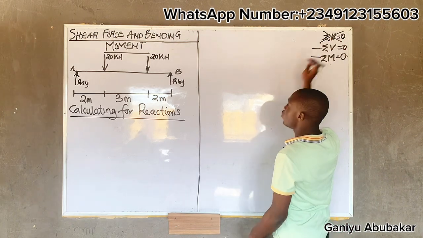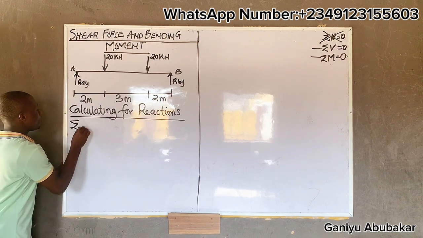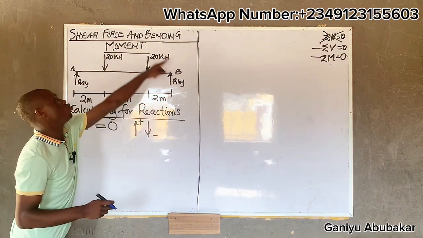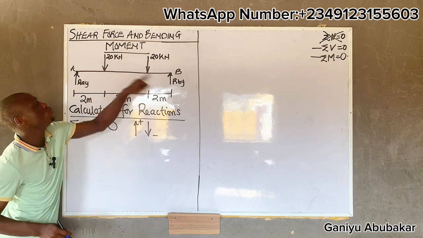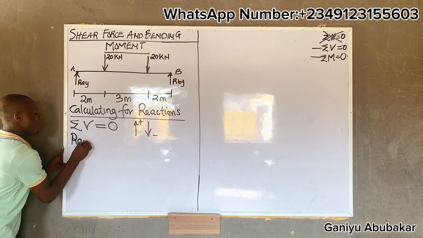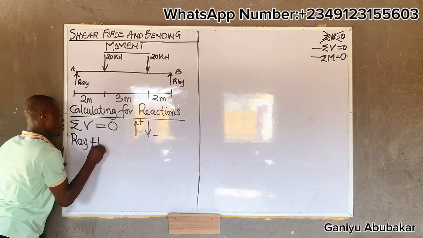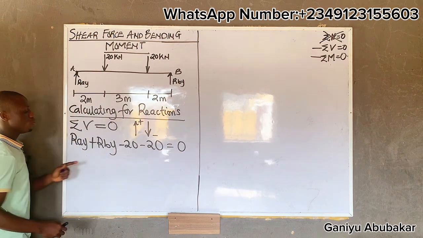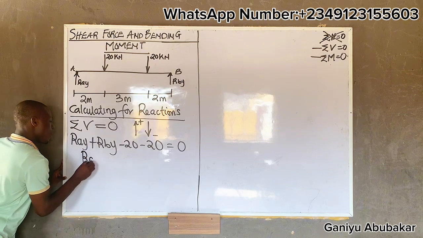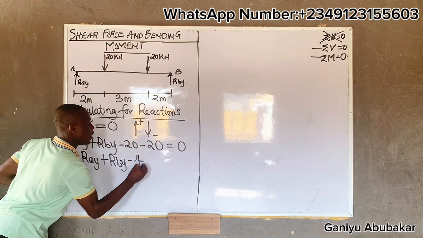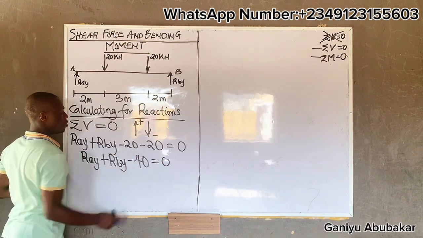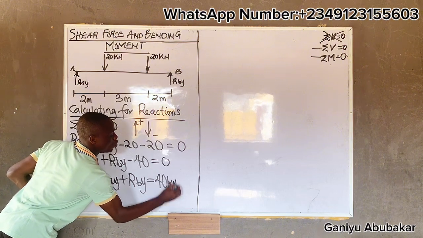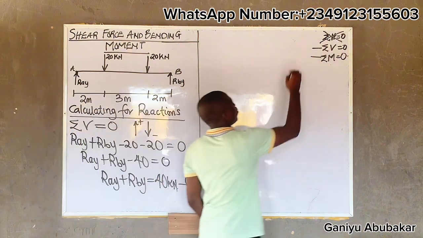So let's focus on these two. First, summation V equal to 0. Consider up as plus and down as negative. In this structure, how many forces are acting? 1, 2, 3, 4. So RAY acts upward, plus RBY, minus 20, minus 20 equal to 0. Minus 20 minus 20 is minus 40. So RAY plus RBY minus 40 equal to 0. Taking the 40 across, RAY plus RBY equal to 40 kilonewton. Take it as equation 1.